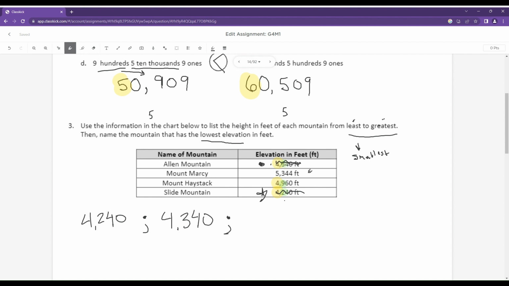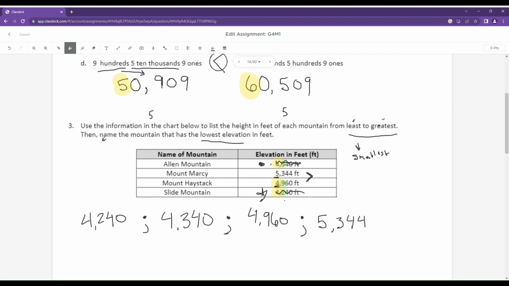Now, when it comes down to these last 2 over here, I can just compare by looking in my thousands place, because this one has 5,000s, this one has 4,000s. So 4,000s is less than 5,000s. So 4,960 is less than 5,344, and that will actually be my largest.